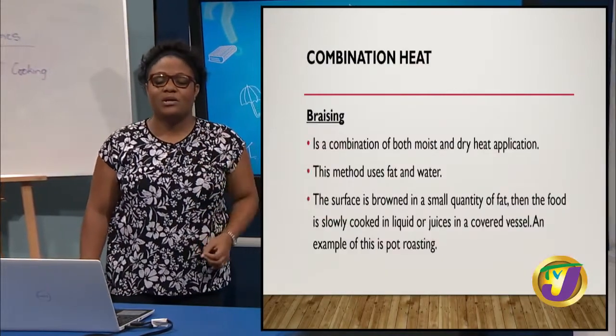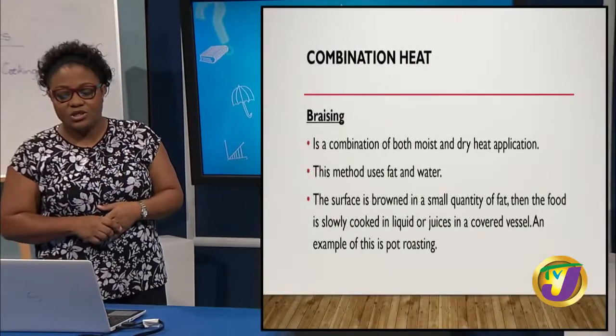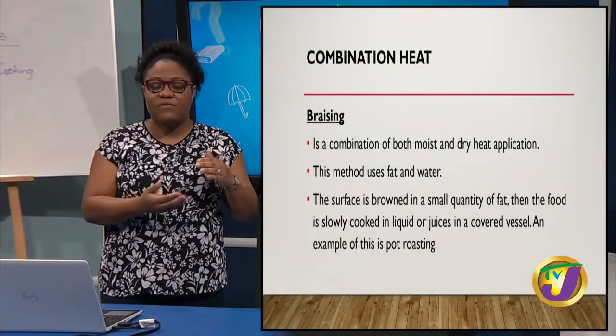And now we're going to be looking at combination heat, the combination between dry and moist heat methods. So for braising, braising is a combination of dry and moist heat application. This method uses fat and water. Now, I didn't mention frying before deliberately because I want you to go and do your reading on frying, because we have different categories of frying, so that can take up some time. So I challenge you to go ahead and read up on the different methods of frying for yourself. So this method includes frying, like I said before, and water.